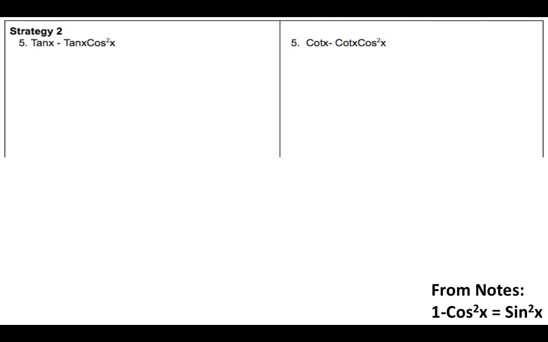Strategy 2, we're still again focused on factoring and then simplifying. For this problem right here that I'm about to do, I need this for my notes. As you recall, I asked you to highlight the 2 important new identities in the last notes. From our notes, you should have that 1 minus cosine squared x is equal to sine squared x. This should either be circled or highlighted. Okay, so I'm going to be using this soon and you'll see why.